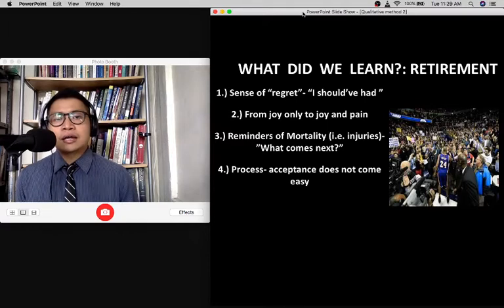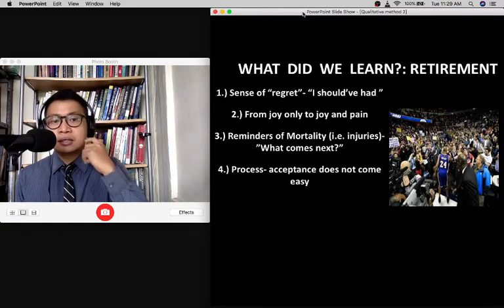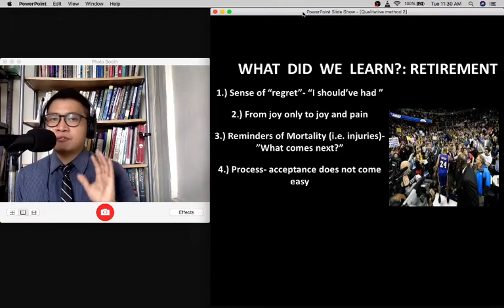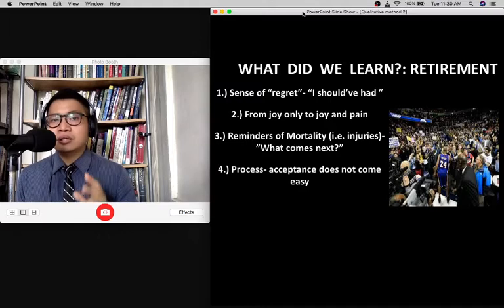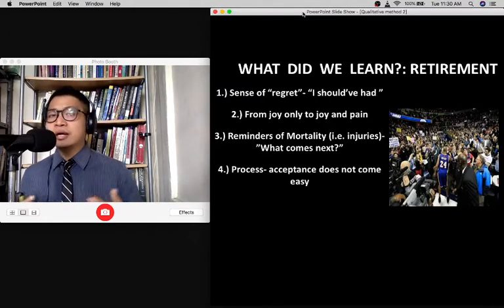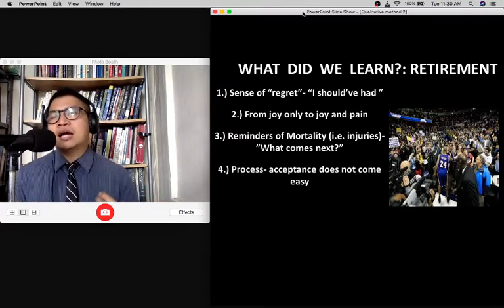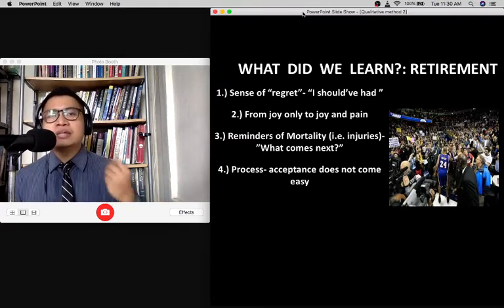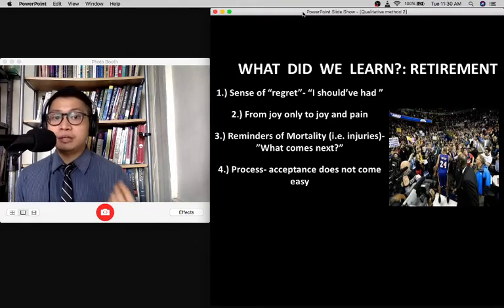Number 4, another thing that emerged from the data is that the researchers realized that the process of accepting the fact that they are already retired is not an easy task. Hindi siya basta-basta na nag-decide yung athlete, retired na siya, and then they live happily ever after. In fact, a lot of athletes during retirement, they are struggling emotionally.